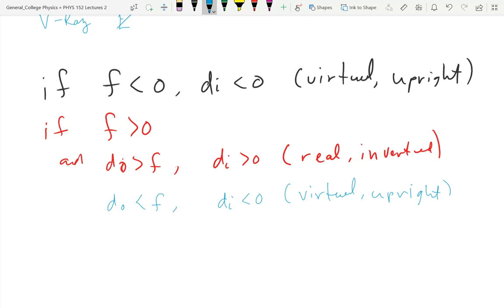So negative is always virtual, positive is always real? Yes. Now, I say yes, and you can take that for other people listening to this lecture online. That's if you have a single lens or mirror. If you have multiple lenses or mirrors, such as in a telescope or microscope, you can change it up. But for a single lens, that's always true.